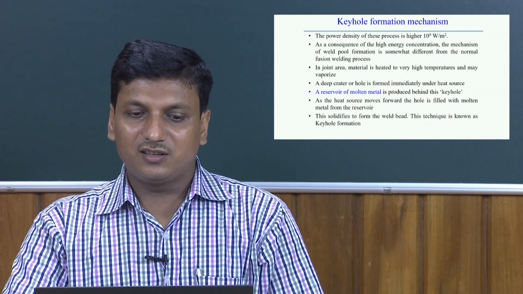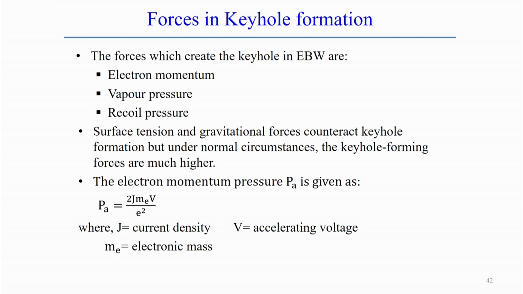We can see further the mechanism of keyhole formation in the electron beam welding process. Basically, there are three forces which create the electron beam weld. One is the momentum of the electron, because it moves at very high speed. Second is the vapor pressure: it creates vapor, and that creates the vapor pressure. And of course, with the interaction of the electron beam with the material and the formation of the keyhole, it also creates the recoil pressure.